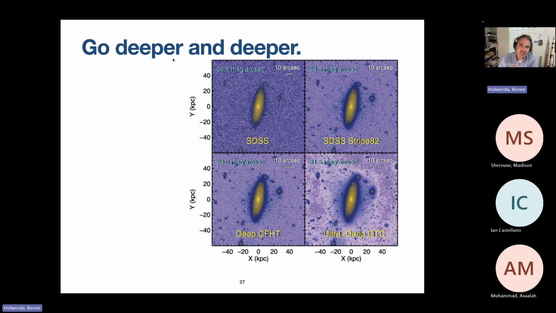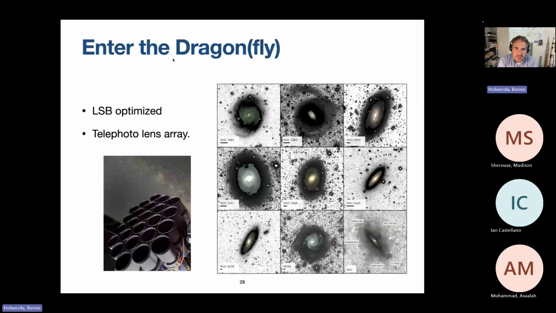So you can see, in Sloan, you see a couple of small galaxies. And then in Sloan 82, you see a few more. And then you go to CFHT, and all of the ones that are a little fuzzy thing in Sloan suddenly have grown to a much bigger source. And then as you keep going, oh wait, there's fuzz around this galaxy as well. But you need to really drill down in order to get there. So larger and larger telescopes, more and more sensitive cameras, and also very careful background subtraction and scattered light subtraction. There's even, enter the Dragonfly.